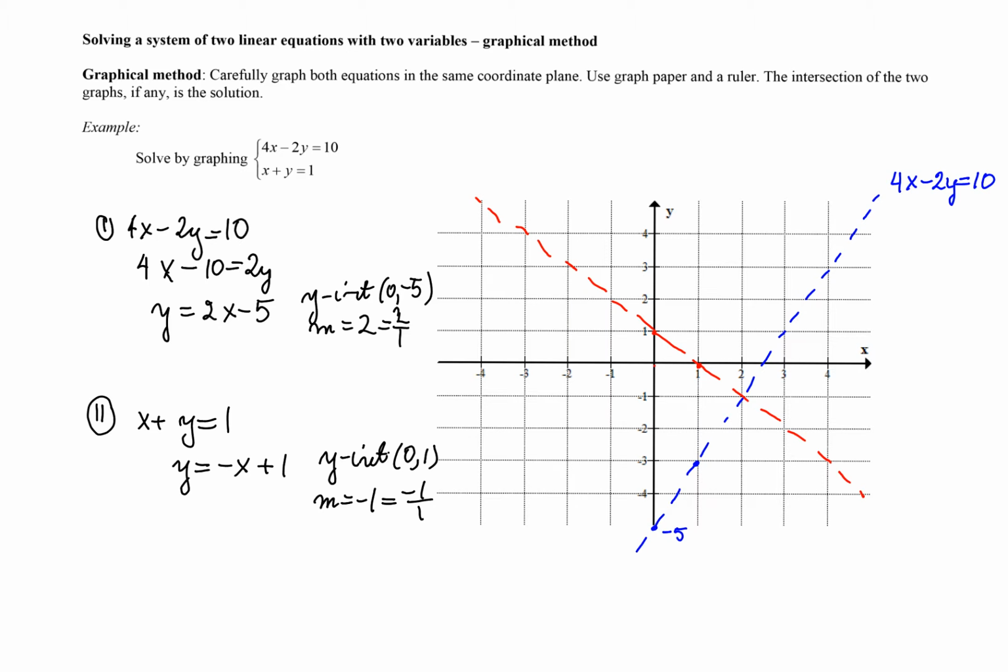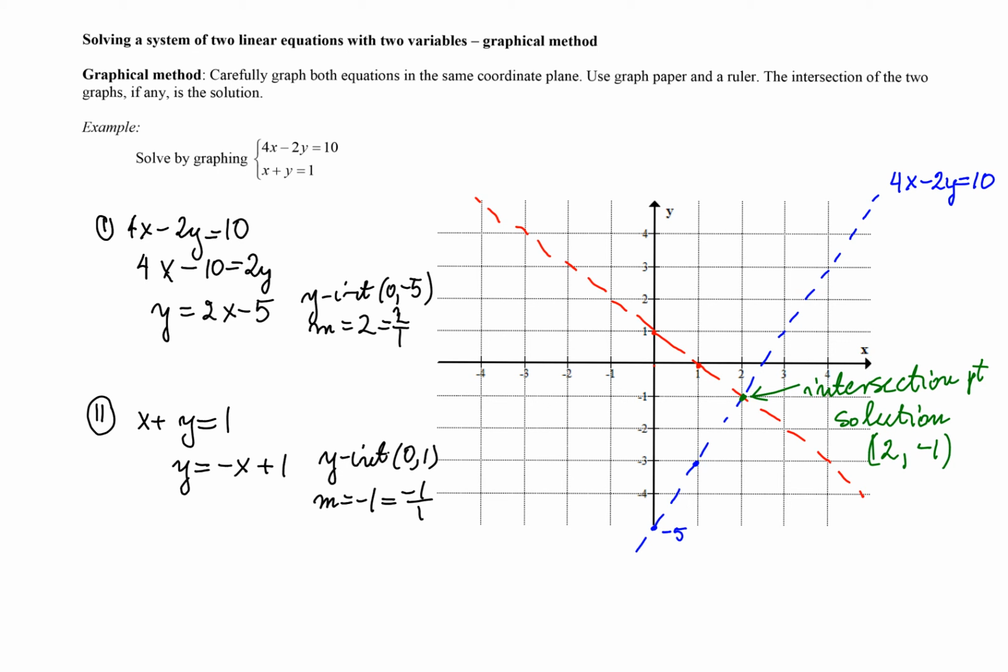So if we want the point that will satisfy both equations, we are looking for the intersection point. And that intersection point is clearly visible here. It is the point (2, negative 1). This is the intersection point, and this is the solution. And that solution is the point (2, negative 1).